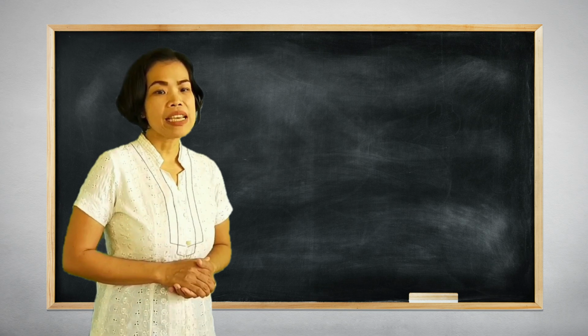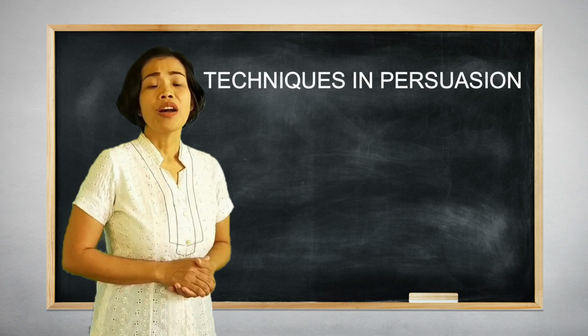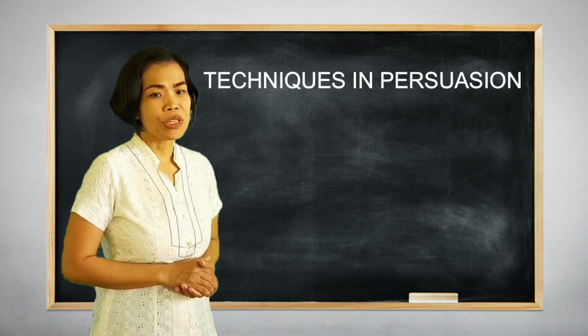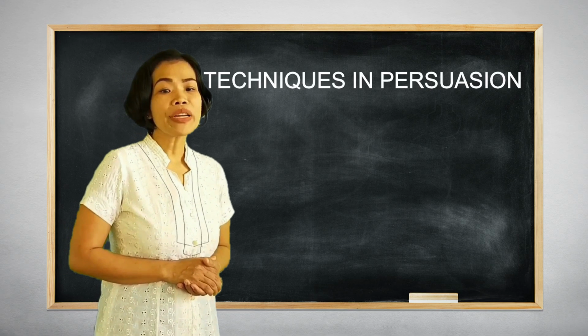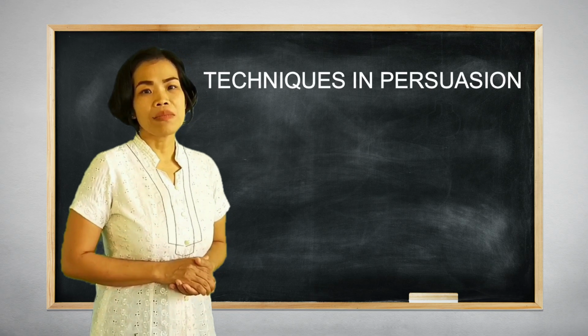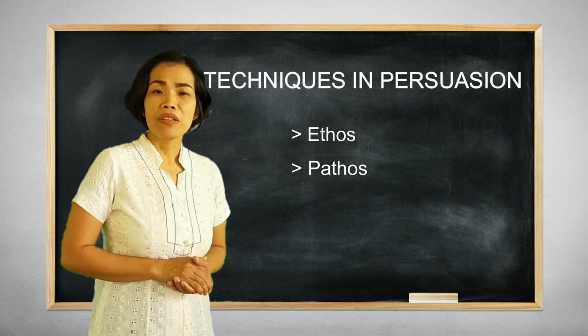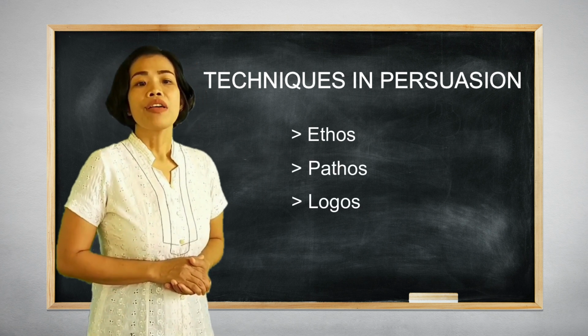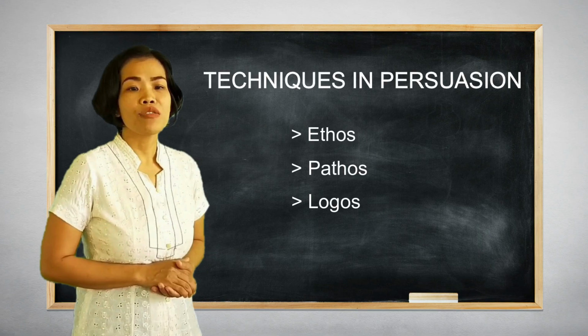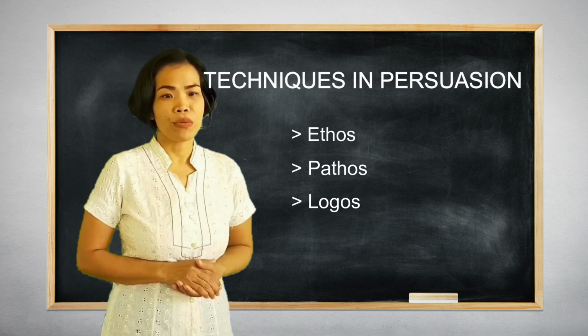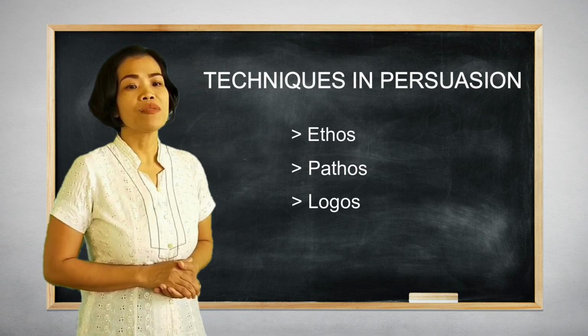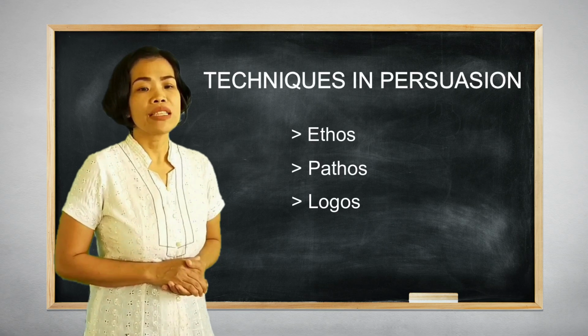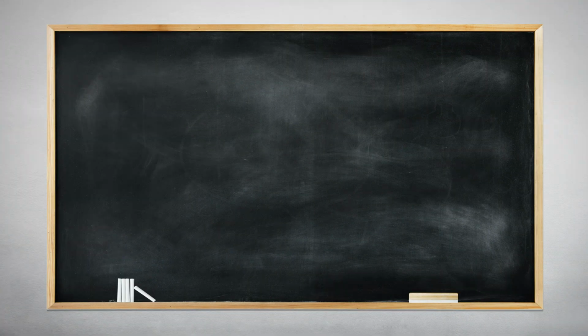Let's talk about the techniques in persuasion. Aristotle's modes of persuasion, otherwise known as rhetorical appeals, are known by the names ethos, pathos, and logos. They are means of persuading others to believe a particular point of view. They are often used in speech writing and advertising to sway the audience.